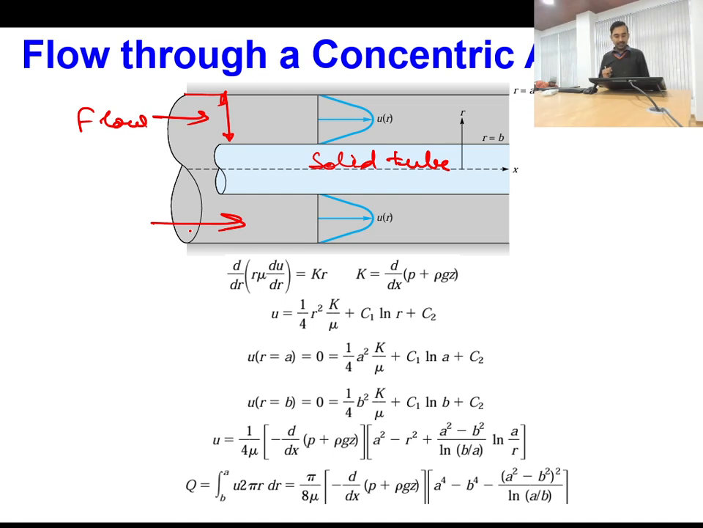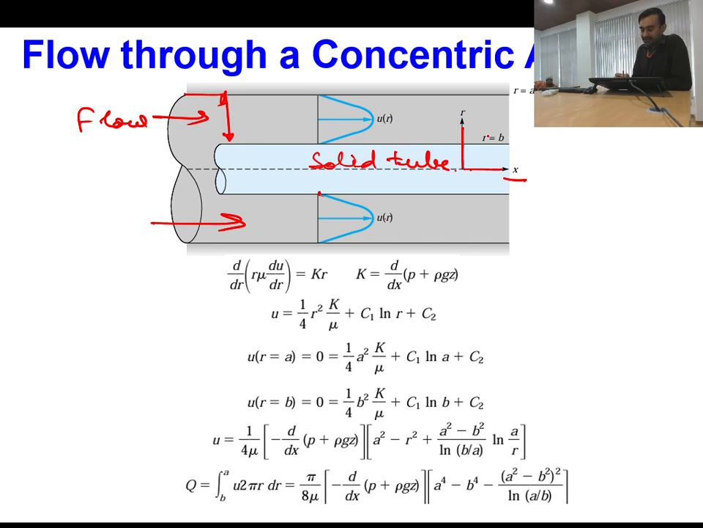Okay, you can see that if I draw the velocity profile over here, it will be something like this, because the inner wall is also stationary and the outer wall is also stationary. Considering that, something like this will be my velocity profile. And I have fixed my coordinate system at this point. This is my radial direction r, and this is my axial direction x.